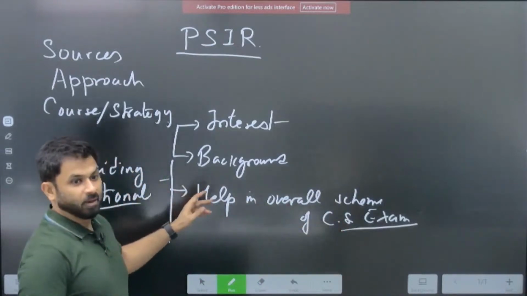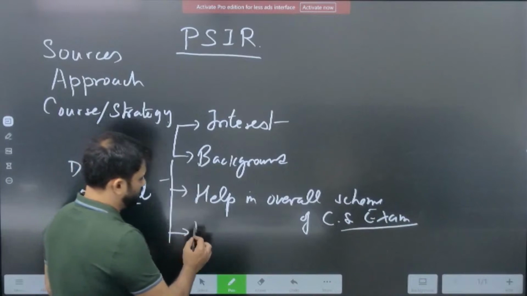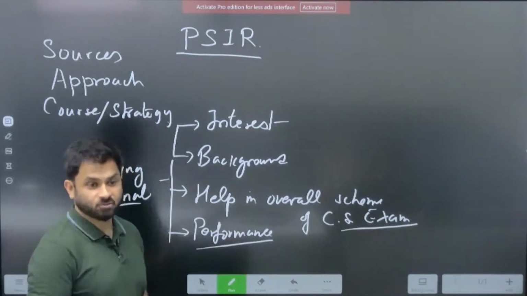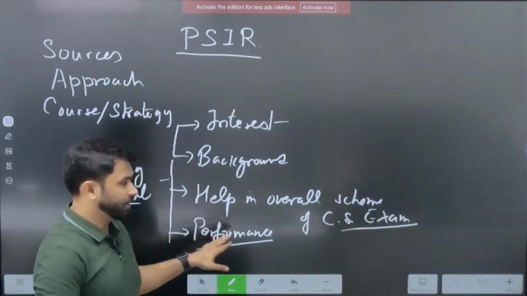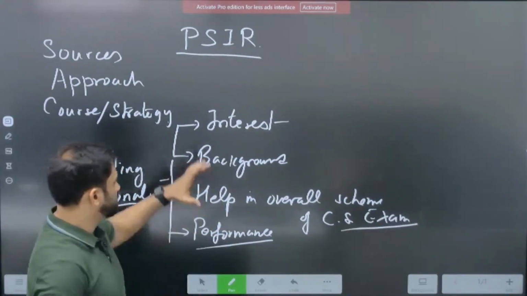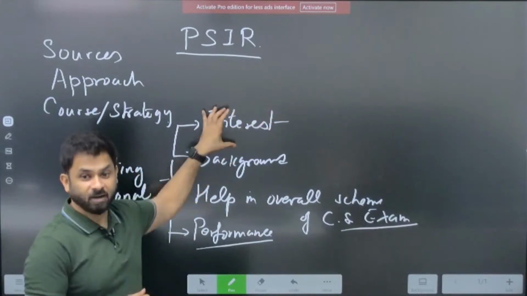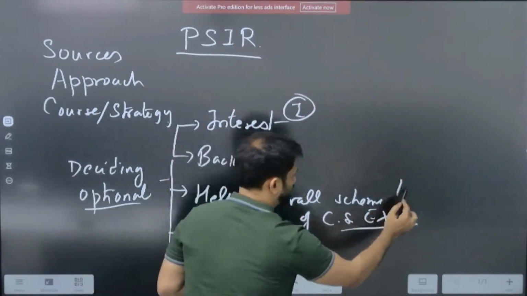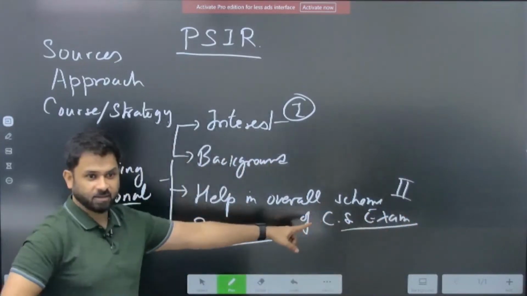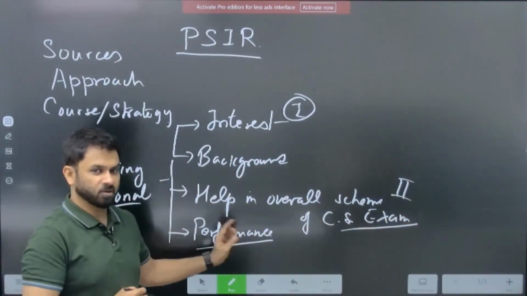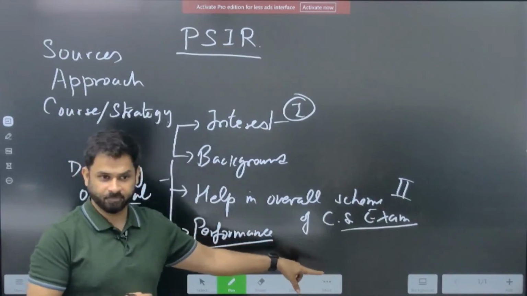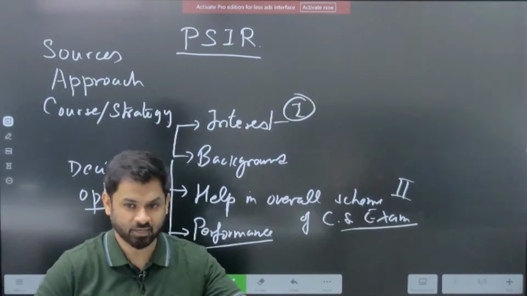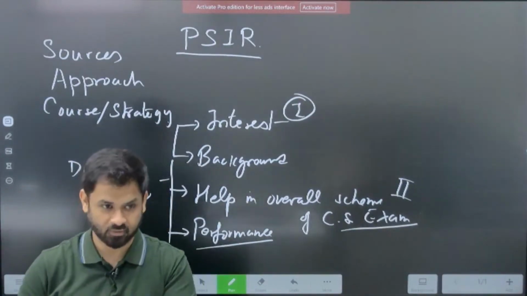And then another factor is the performance. How the subject is performing in the recent past. This is also a factor for me. If you ask, I will consider this to be the most important factor. This will be number 1 for me. Number 2 will be how it is going to help you. This is a second factor. This I do not give as much importance because this will keep changing every year. You will not choose your optional just because this year there is a topper from PSIR. That shall not be the basis of you choosing your optional, right?